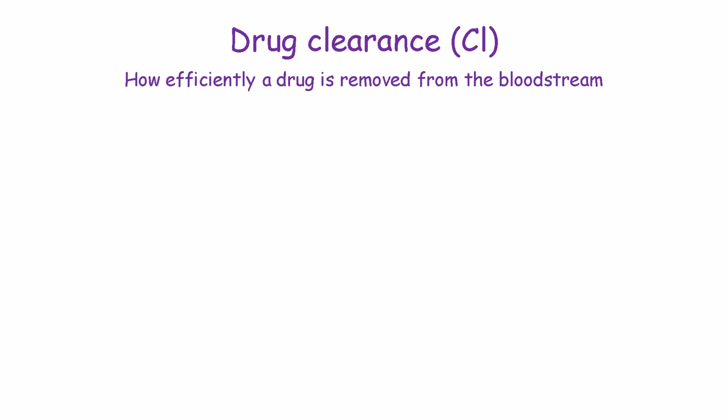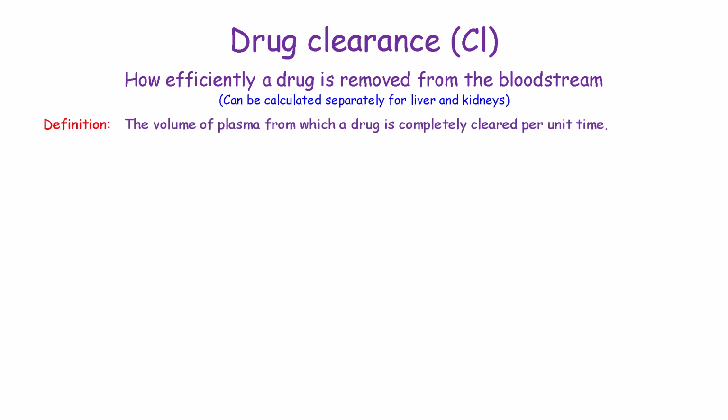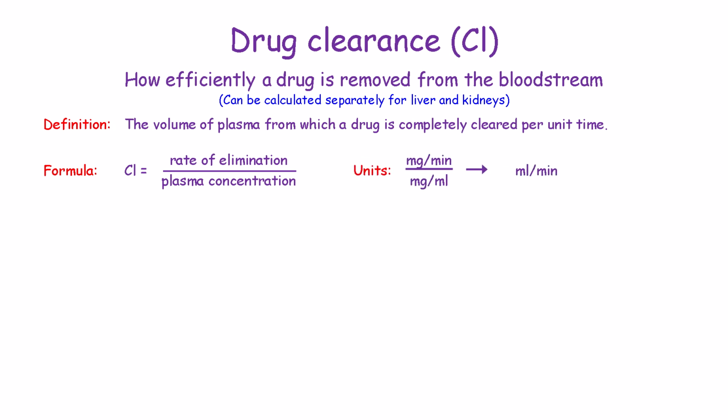Drug clearance refers to how efficiently a drug is removed from the bloodstream. It can be calculated for the entire body or specifically for organs like the liver or kidneys. Clearance is defined as the volume of plasma from which a drug is completely removed per unit time. The basic formula is clearance equals the rate of elimination divided by the plasma concentration. It is expressed as a volume per unit time, such as milliliters per minute.